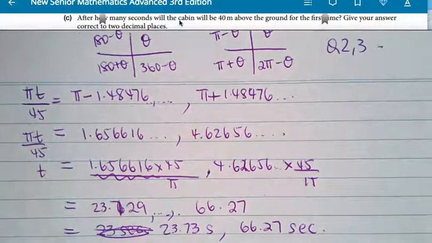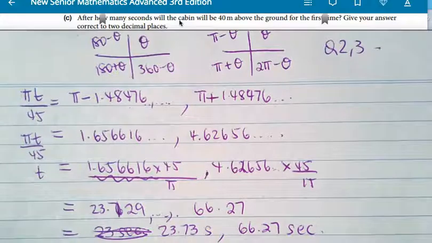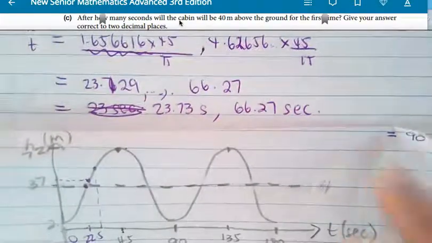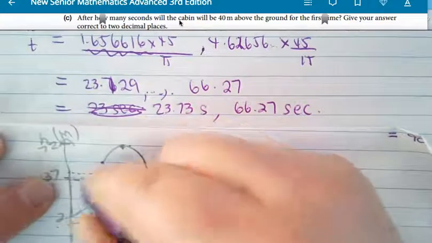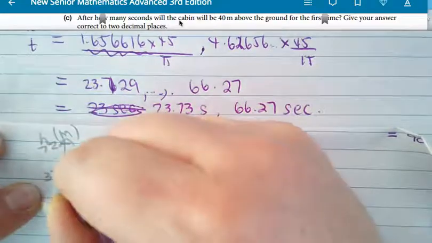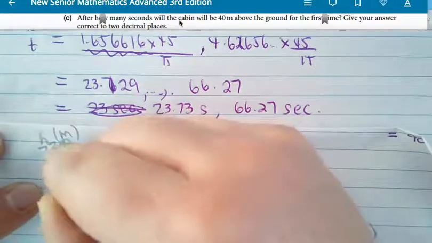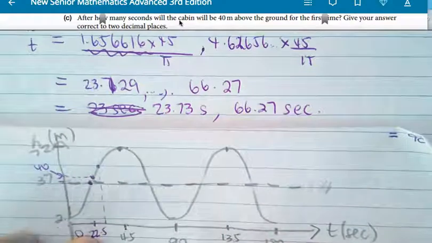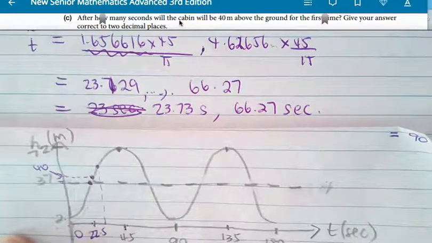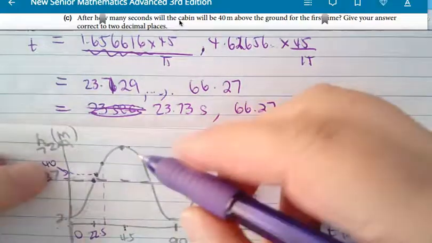I'll just bring that graph back and we'll have a look at it down here. So here's the graph. We said if that's 37, the halfway mark coming up here, and that occurs at 22.5 seconds, then the 40 would be just after that. So it's going to be something a bit more than 22.5 seconds. And we got 23.73 seconds. So this makes sense. Let's look at our other result.